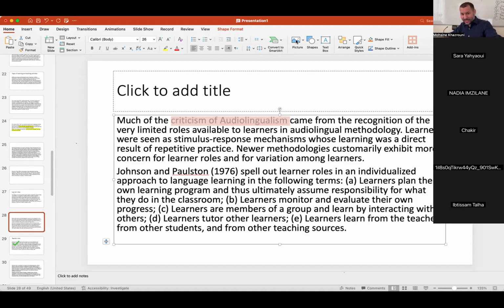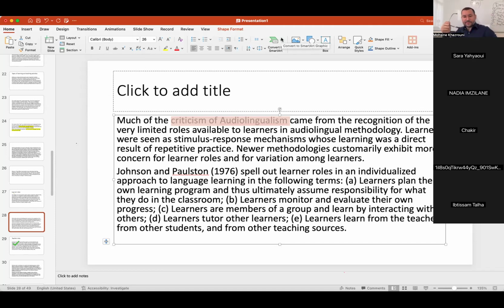Sorry, letters D and E. D: learners tutor other learners. I guess, as mentioned in C, when it comes to working in groups, maybe learners may tutor other learners. Other than that, I don't think so.